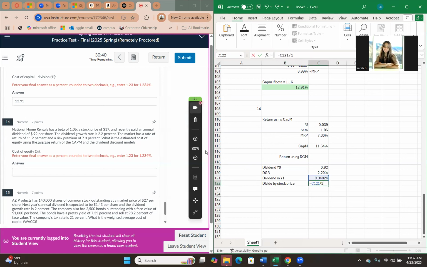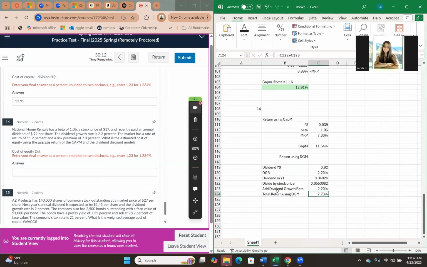And then we're going to divide by the stock price. So we've got 94 cents divided by 17. And then we're going to add the dividend growth rate, which is 2.2%. So the total return using the dividend growth model is this plus this: 7.73%. Okay, we good there?